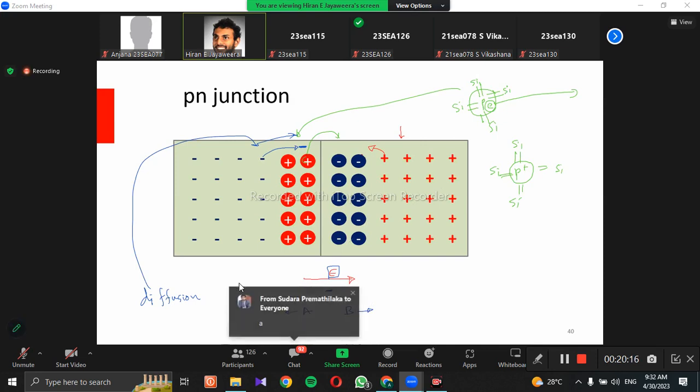Electron has to move in direction A, this side, right? Now what happens is that although, because of the diffusion, this electron wants to go there, because of the electric field it bounces back to here. Is it clear?